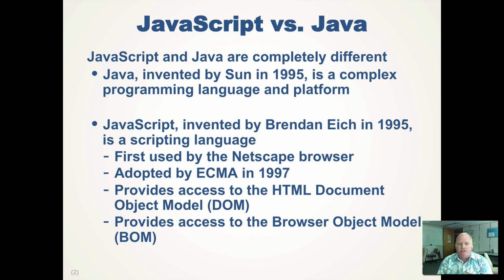There's a difference between Java and JavaScript. Unfortunately, they have the same 4 letters in their names. Java was invented by Sun in 1995. It's a complex object-oriented programming language that is widely used today. JavaScript was invented by Brendan in 1995, same year.